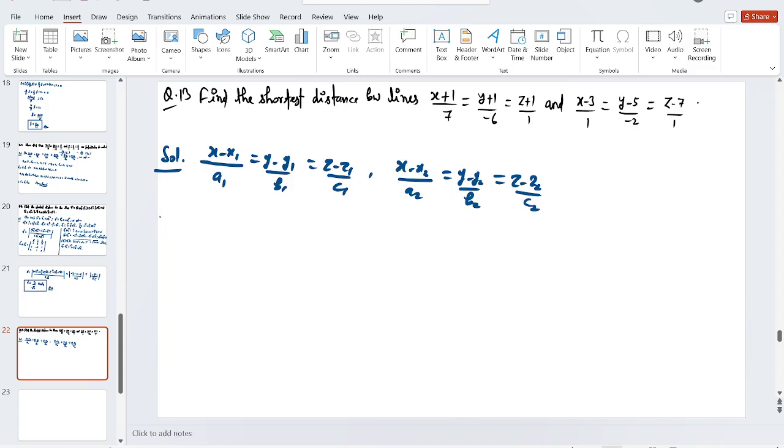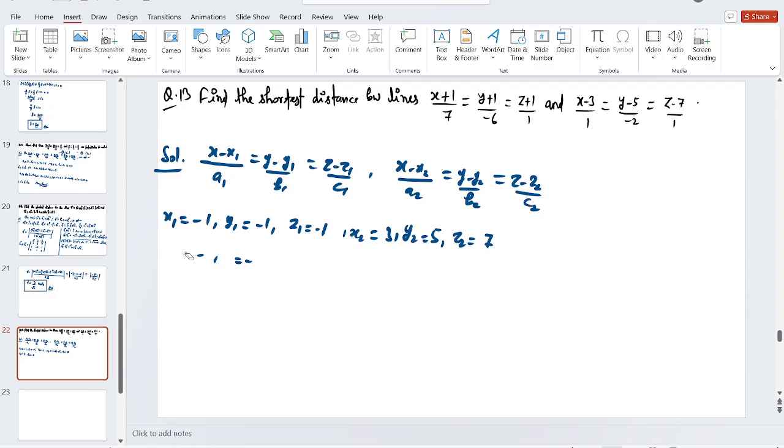You get what? x1 equal to what? Here x1 becomes minus 1, so it becomes plus 1 here. So x1 equals minus 1, y1 equals also minus 1, and z1 equals also minus 1. x2 equals minus 3, y2 equals 5, and z2 equals 7. a2 equals 7. b2 equals minus 6.